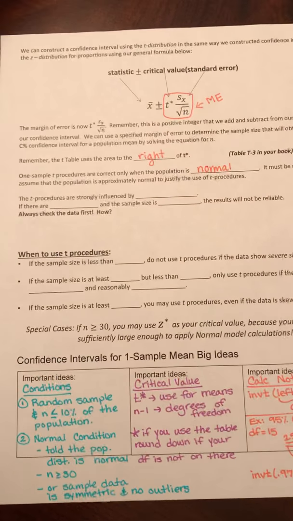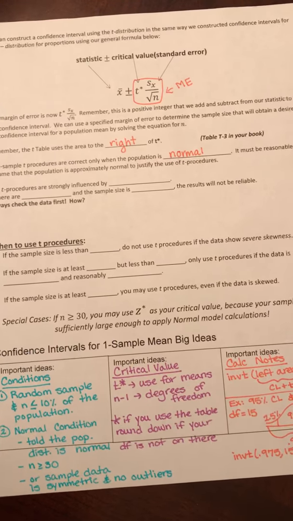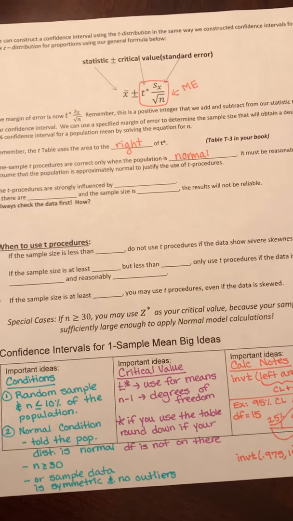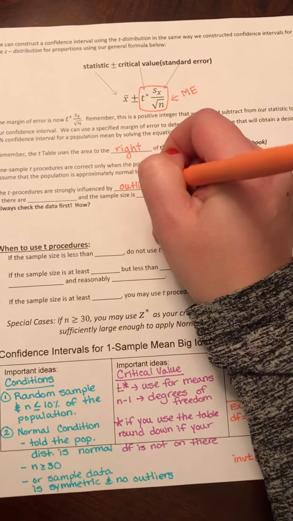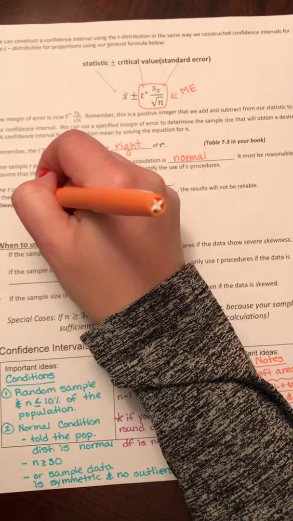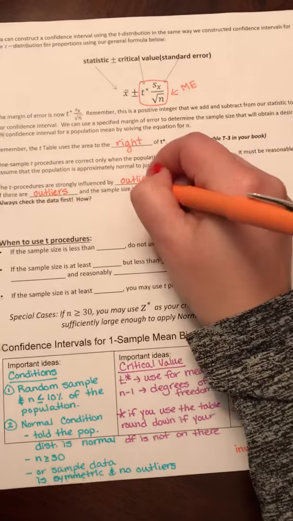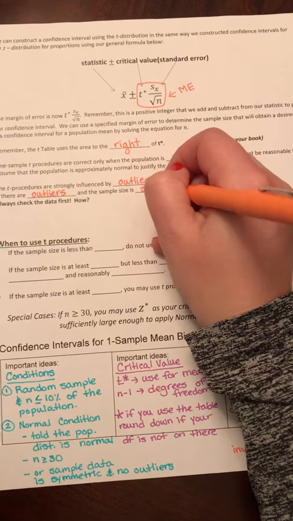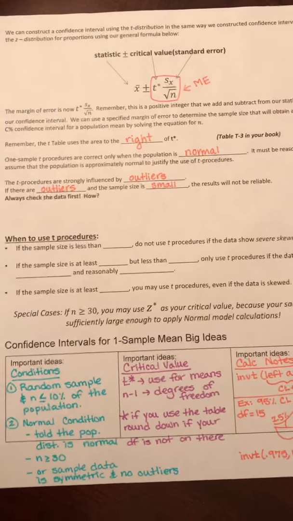Okay, so we have to be able to assume that our population is normal to be able to use our t procedures. They're strongly influenced by outliers. So if we have outliers and the sample size is small, then we can't have reliable results and our confidence interval is not going to mean anything to us.